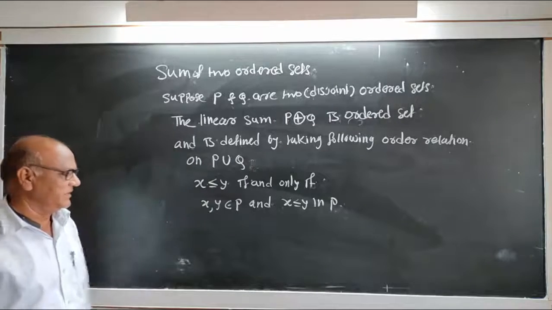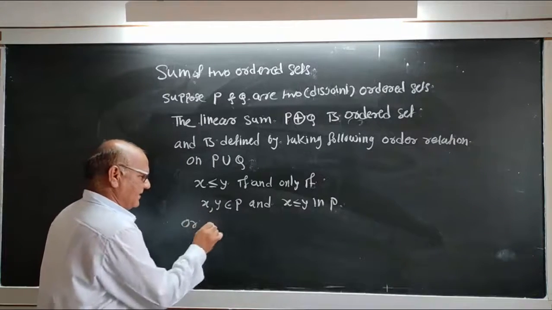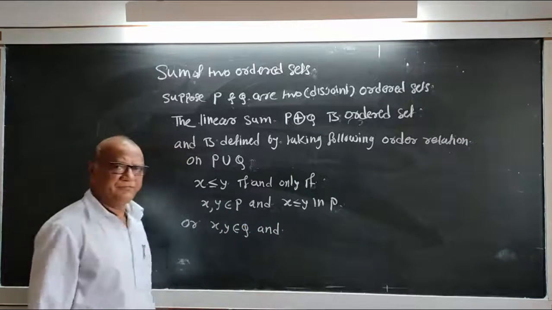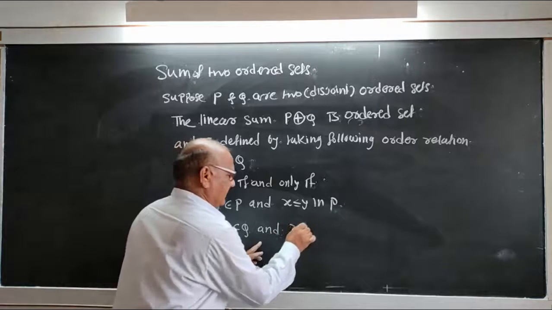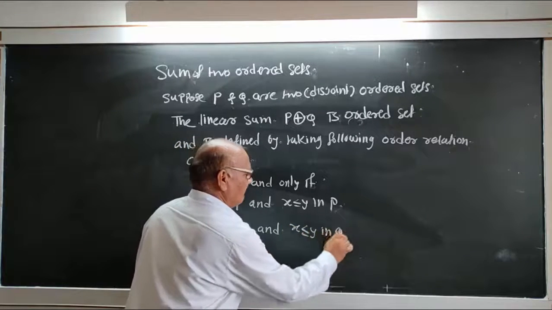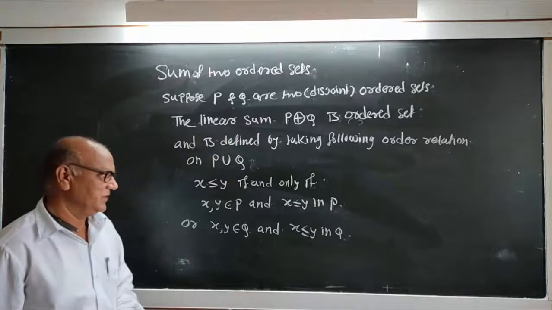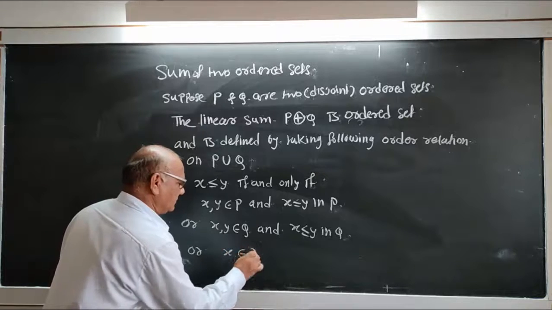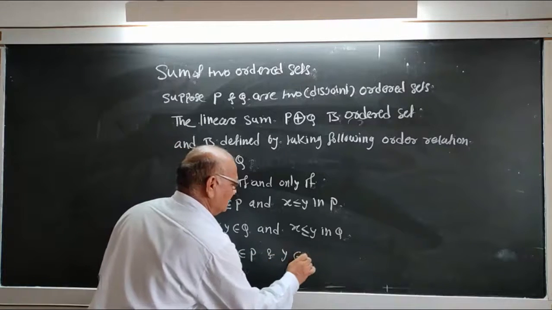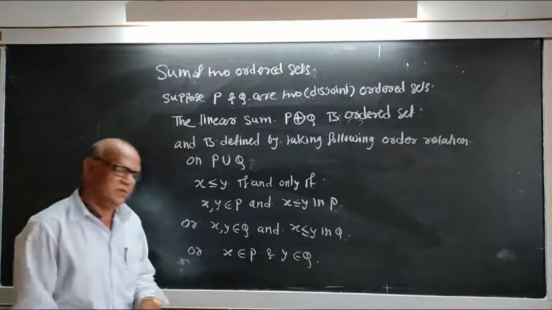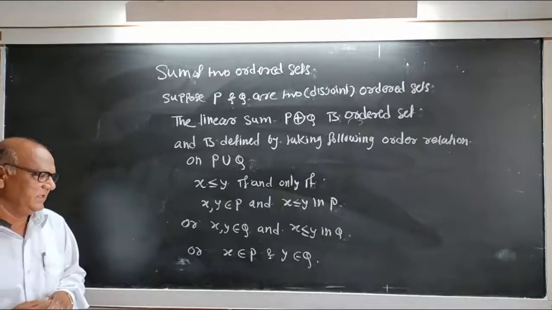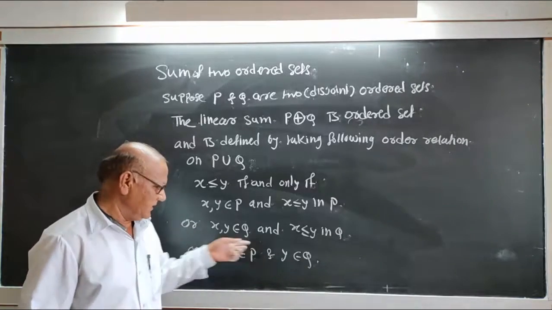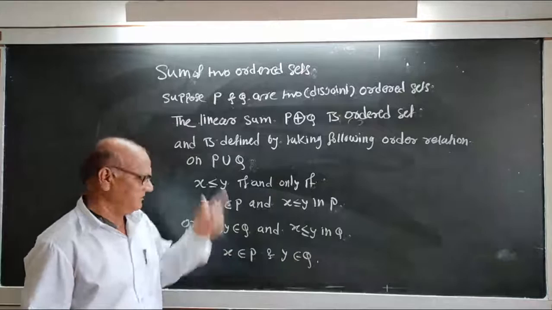or both conditions from the union are satisfied: X, Y belongs to Q and X is related to Y in Q, or X belongs to P and Y belongs to Q. That means this third condition is additional in the union.